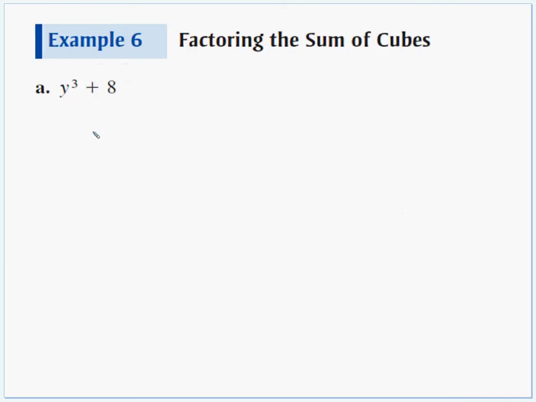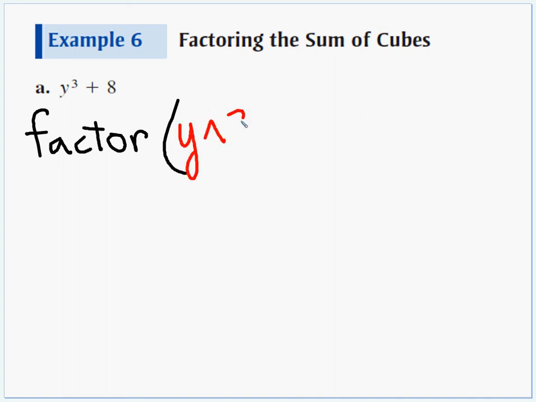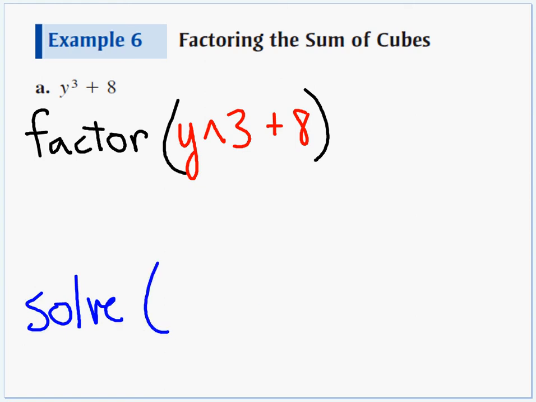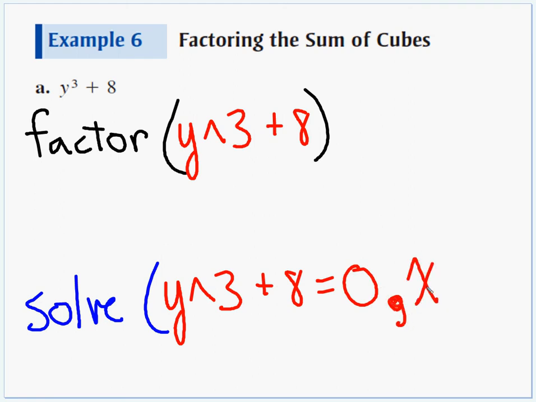Let's do another one. Let's do this with factor and solve. So first, you're going to do factor. Left parenthesis is given. Y to the third plus 8. So try that one. And I'll do down here in blue ink. Solve the same y cubed plus 8, but we've got to set it equal to something. Let's just set it equal to 0 and give it a comma, and then tell it to solve for x, and then close those parentheses.